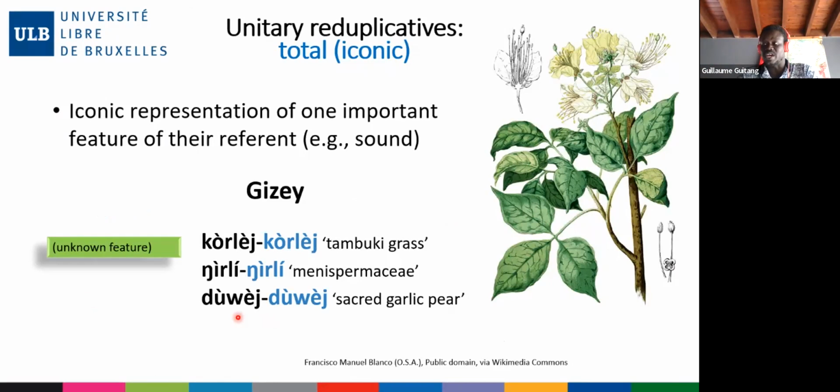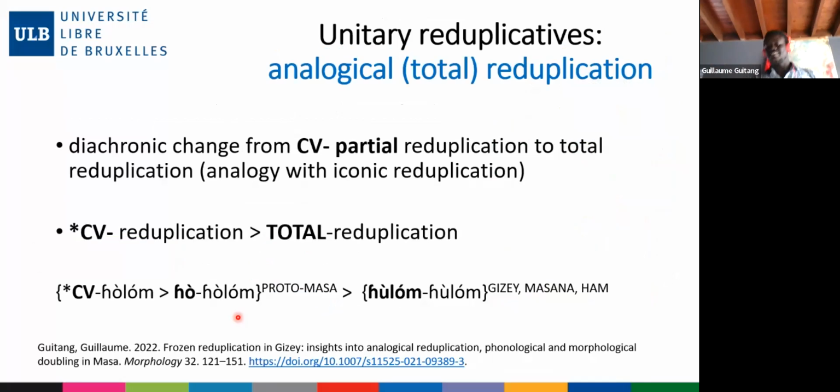It's not directly accessible, the reasons for the total reduplication. Now, in addition to that, there are other forms that are analogical total reduplication. So these are forms whose total reduplication is not an iconic projection of a feature of the plant or animal.